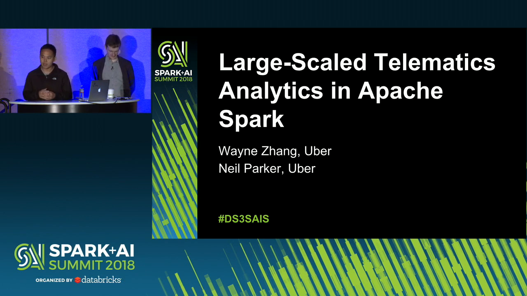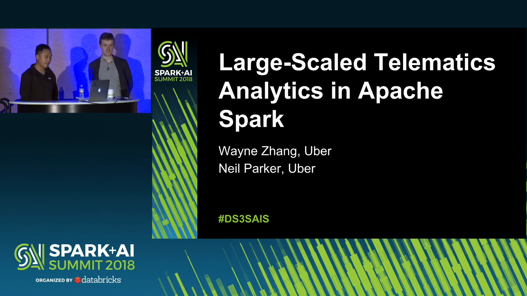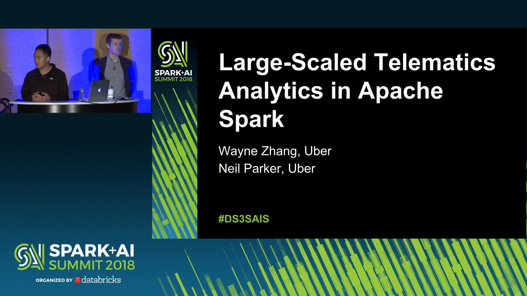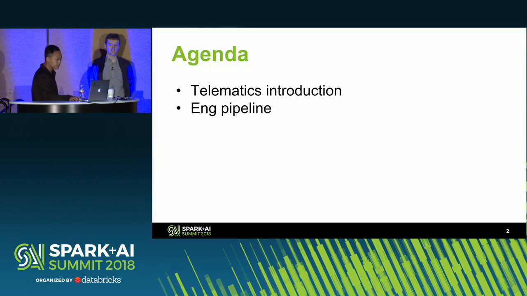My name is Zhang. I manage the driving safety data science team at Uber. I'm Neil Parker. I'm on the driving safety engineering team as a back-end engineer. The driving safety team is probably the largest producer and consumer of telematics data at Uber. But lots of this work is actually in collaboration with our maps and the sensing and perception team. They've built some really cool services that we consume in the pipeline.